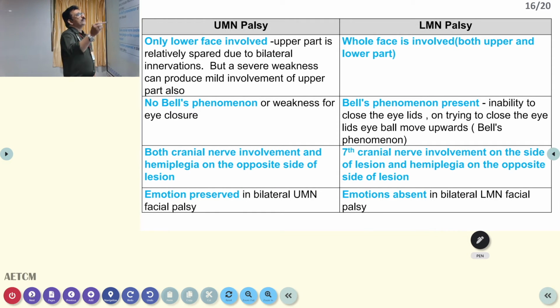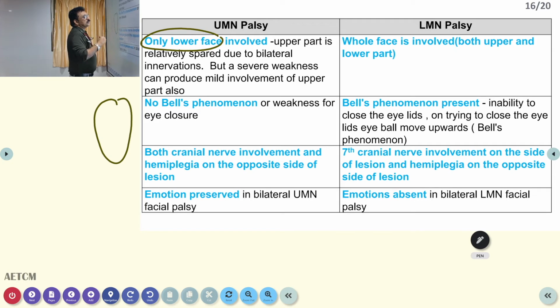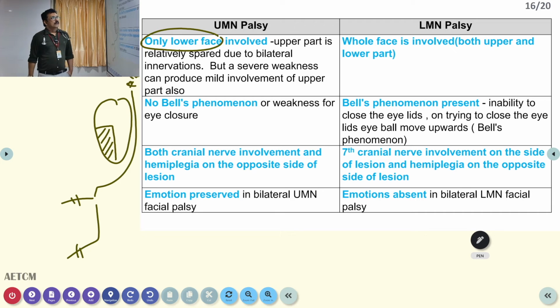So here, in UMN type of facial palsy, only the lower part of the face will be involved. You can draw here. You can see here. Suppose there is a left-sided stroke, the left side upper limb and left side lower limb will be involved, and the left side of the face is also involved on the lower part. So only the lower part of the face is involved, and that too, that will be on the opposite side.